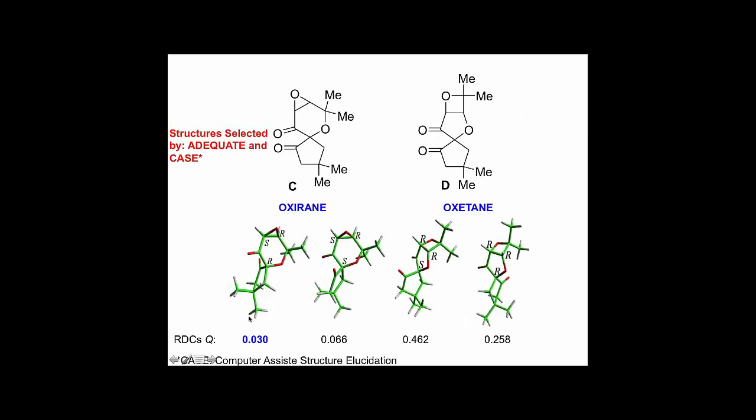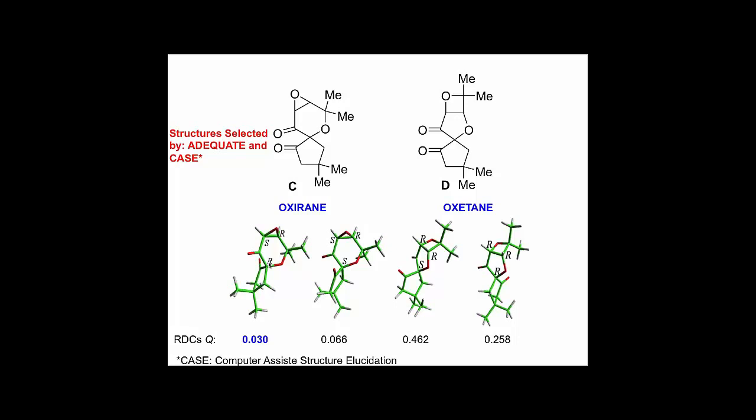But then we did RDCs, and quickly we removed the constitution with the very high Q factor for the oxetane, and then we solved the structure of the oxygen. In this case, this molecule is so small that we had to align it in PELG. It's the only time that I have used a liquid crystal.